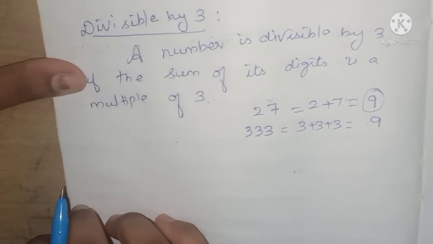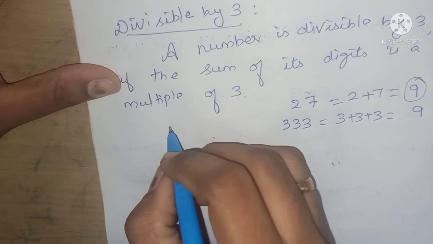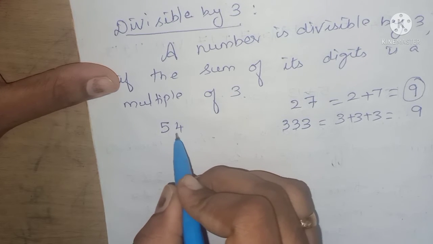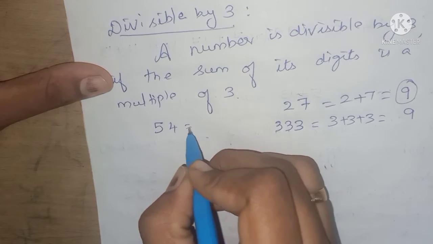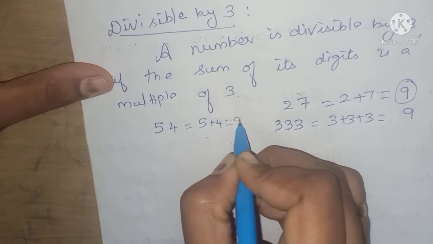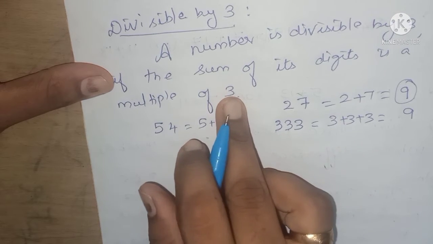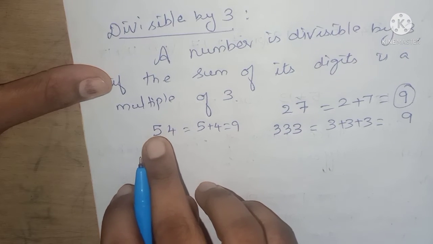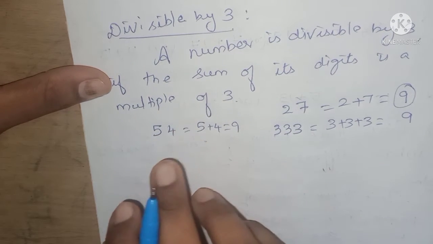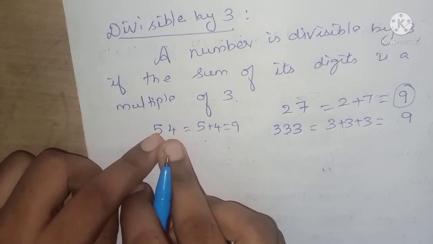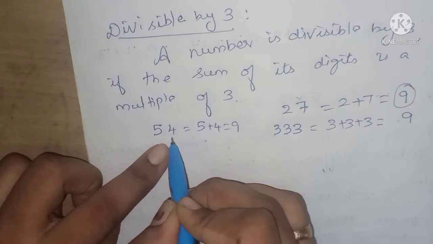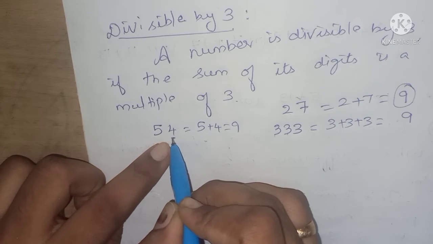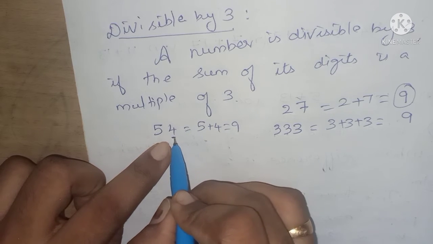And if I consider one more example, say the number 54. You just add these two digits: 5 plus 4 is equal to 9. So 9 is a multiple of 3 because 3 3s are 9. So we say that 54 is divisible by 3. And one more thing, 54 is divisible by 2 also because in the one's digit we have 4. So it is divisible both by 2 and by 3.